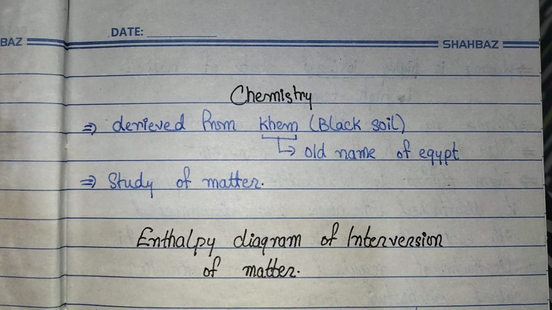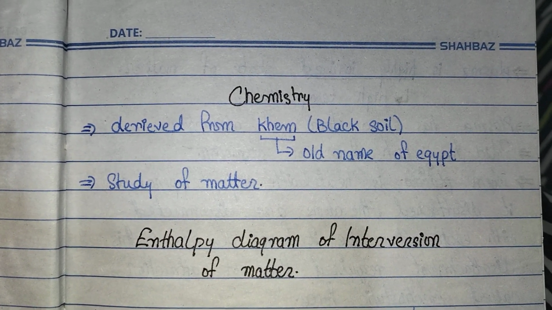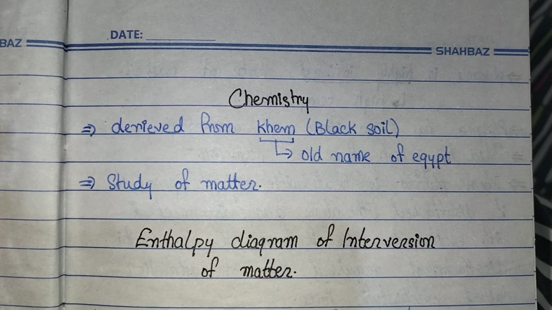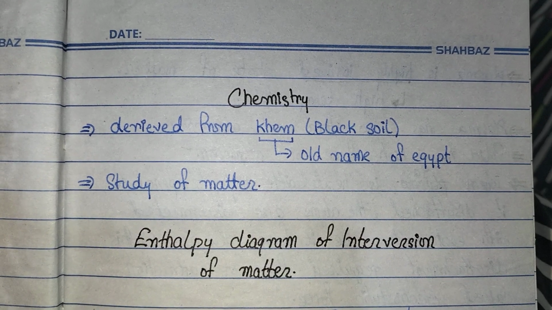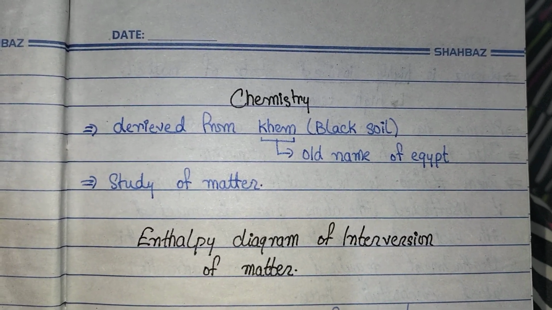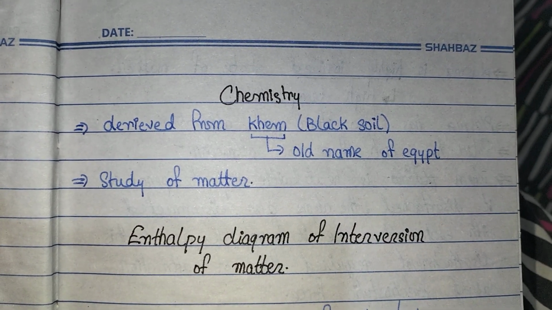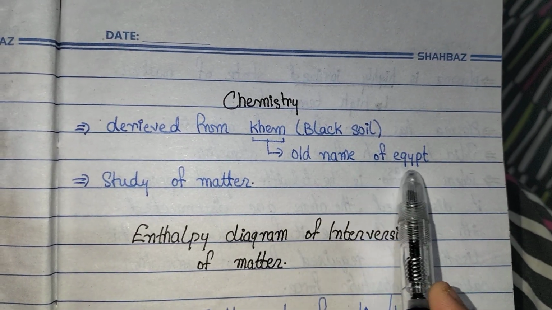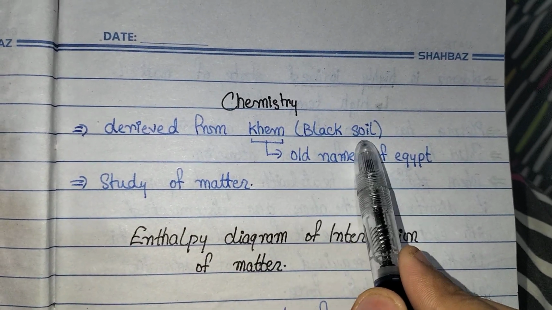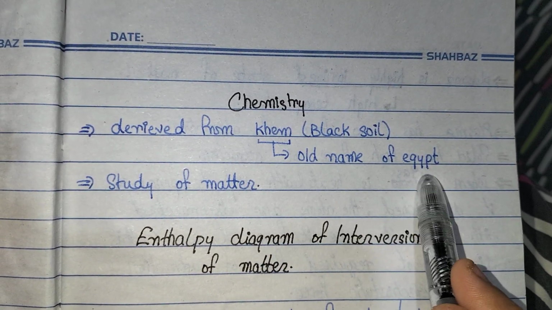In this video we will discuss the basics of chemistry and the enthalpy diagram of the interconversions of matter. The word chemistry is derived from the word chem, which means black soil, and it is the old name of Egypt.